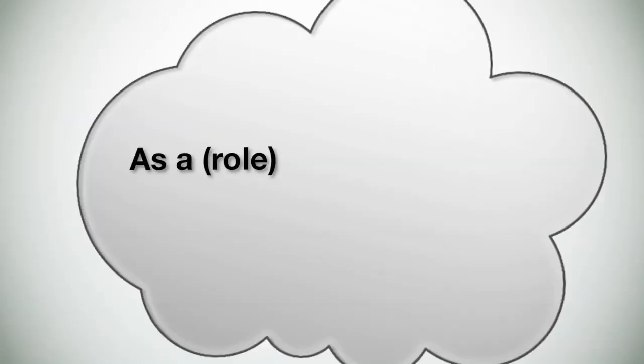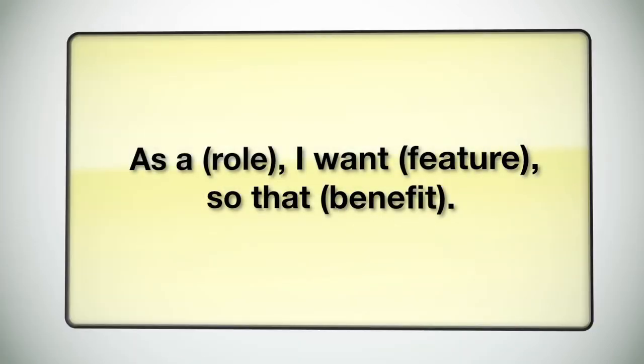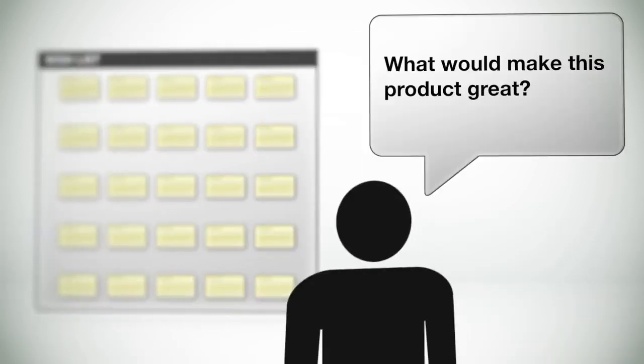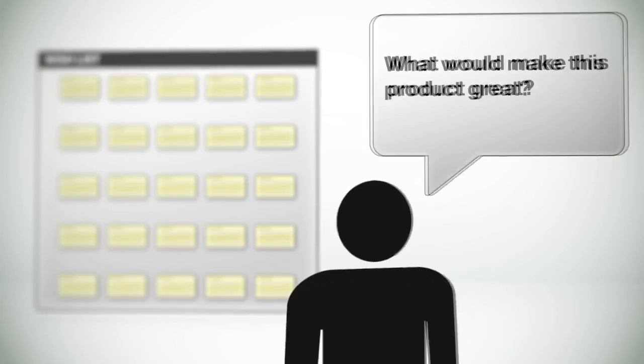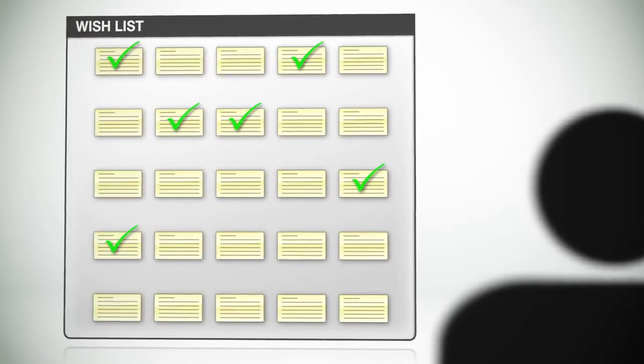In Scrum, features are written from the perspective of the end user. Therefore, features are known as user stories. The collection of all these user stories is called the product backlog. Another way to think of the product backlog is to think of it as a wish list of all the things that would make this product great. Once we have our wish list or the product backlog, we need to start planning which specific user stories we're going to be putting into a particular release of our product.